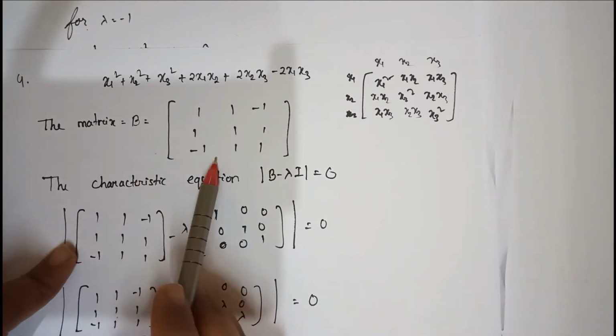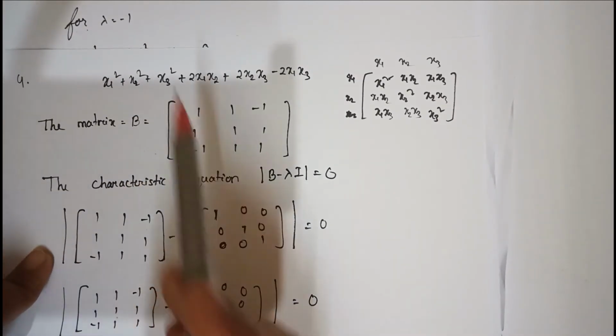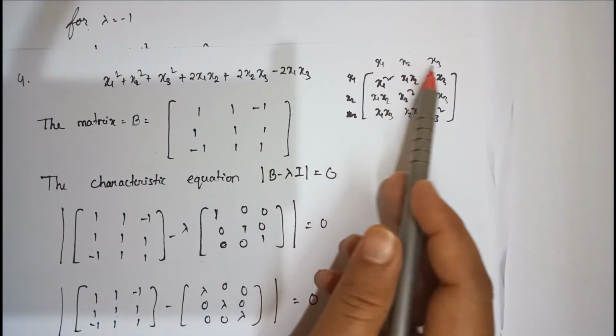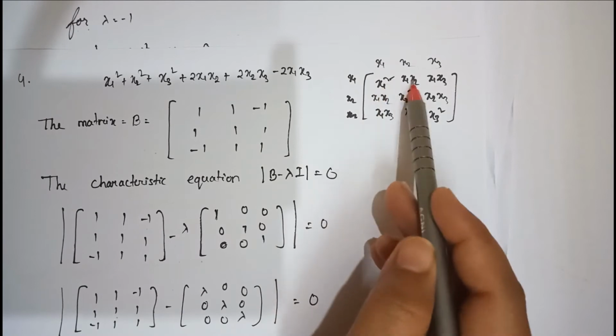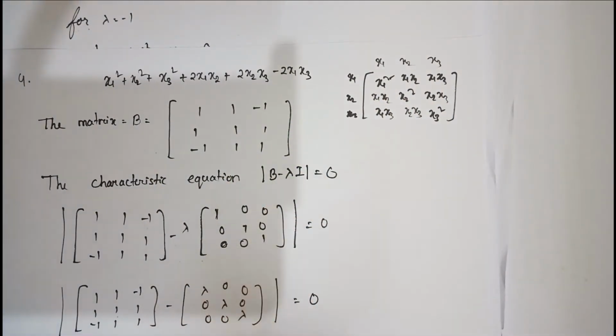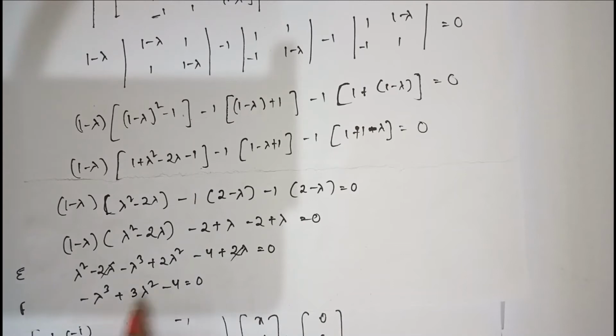First I represented this in matrix form. Look here, the variables are x1, x2, x3. So x1, x2, x3, x1, x2, x3. Then I found everything and put it in. Then you can find the characteristic equation. After that, this is the equation I got. Then I have to use the substitution method.